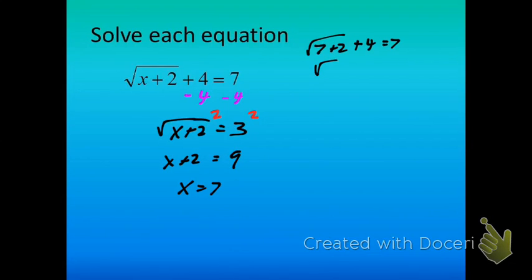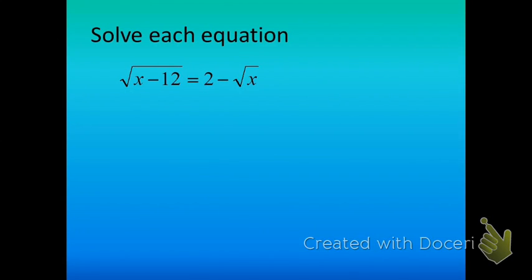Okay, so 7 plus 2, you get 9, plus 4 equals 7. Square root of 9 is 3. Plus 4 equals 7. So you get 7 equals 7. So that checks out. So you're good there. It's important to check these. Most of them will work. Some of them will not. With a possible segue to here.